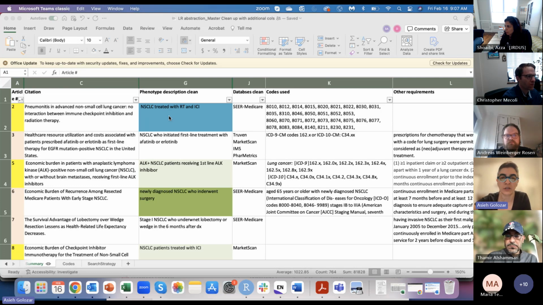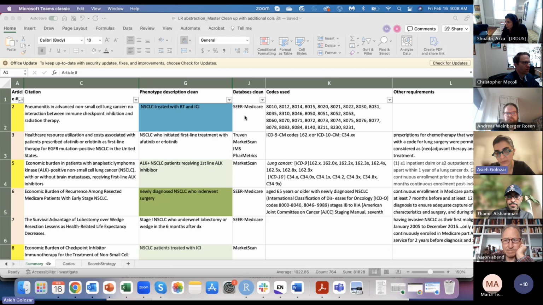So I want to look at economic burden, treatment utilization, or safety of a specific treatment. That's why, when you look at the phenotypes, these clean descriptions show that some of them are non-small cell lung cancer treated with radiotherapy and ICI, the other one is initiated first line of treatment with afatinib and then erlotinib, the other one goes to ALK inhibitor, so it's all over the place.